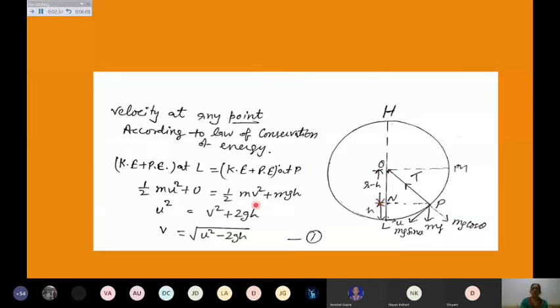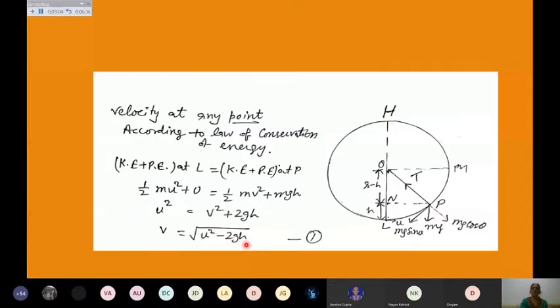If I take the velocity as v, then I can write the sum of kinetic energy and potential energy as half mv square plus mgh. So m is common on both the sides, will get cancelled. And on solving this equation, I am getting u square equals v square plus 2gh. Or you can write v equals square root of u square minus 2gh. This I am calling equation number 1.